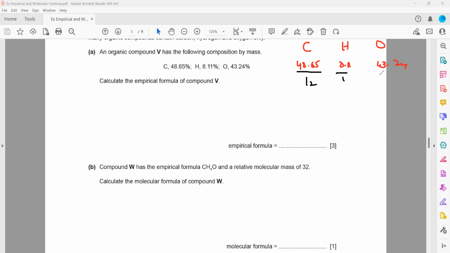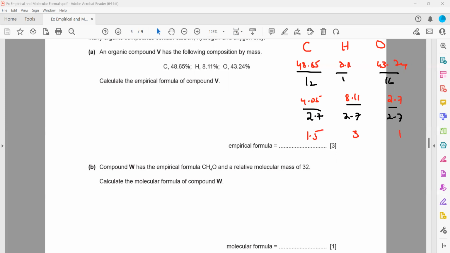So this will be 12, this will be 1, and this will be 16. So 48.65 divided by 12 will give us 4.05. This will remain as 8.11, and this will be 2.7. Step 2 is divide by the smallest value in the combination, which is 2.7. So 2.7, 2.7, 2.7. When we divide, this will be 1.5, this is 3, and this one is 1.